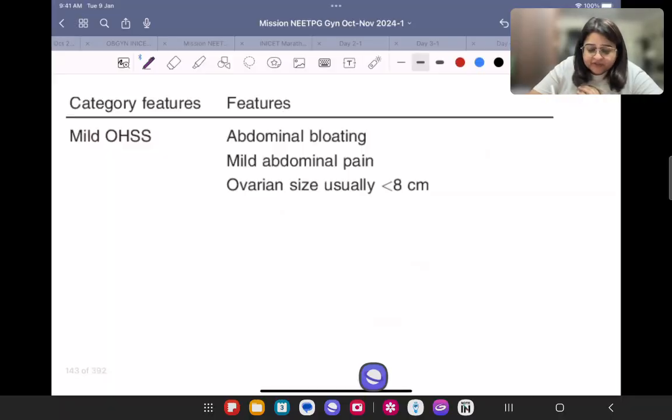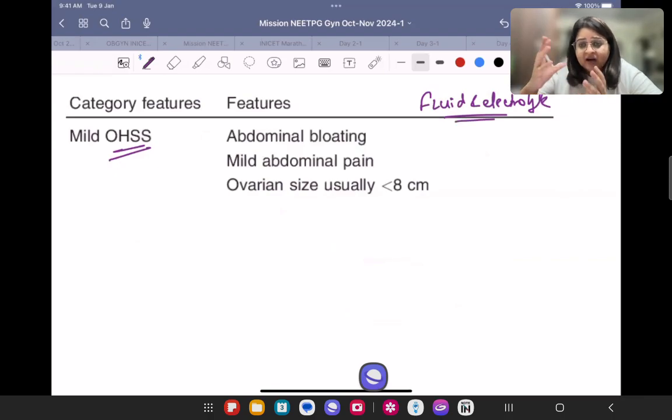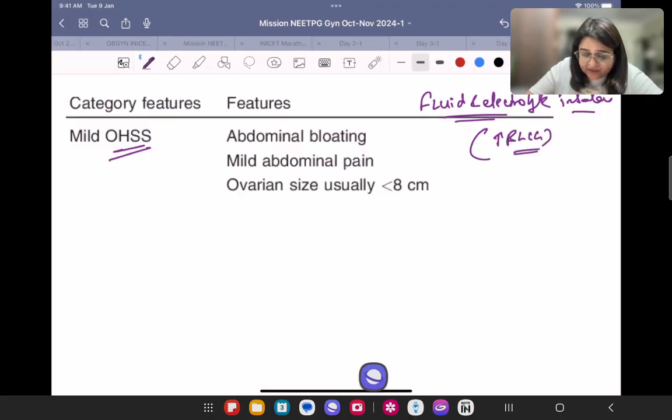Now, a little bit about OHSS. OHSS is ovarian hyperstimulation syndrome. It is basically a fluid and electrolyte imbalance which happens because of enlarged hyperstimulated ovaries. Okay, so it's an imbalance, and one of the main factors that has been found to be contributory towards this syndrome is high levels of beta HCG.